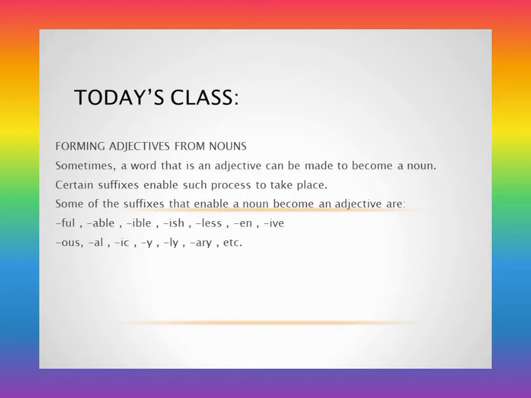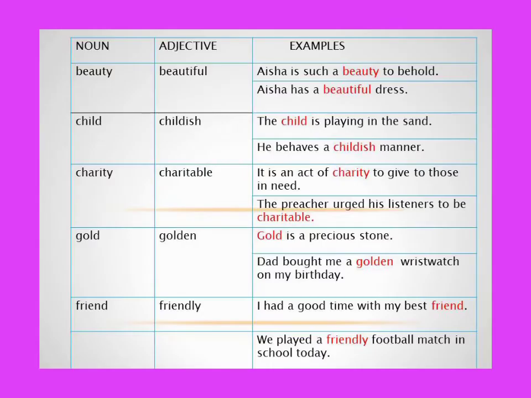All of these are suffixes that we use to identify words that are actually adjectives. So it's easy to know that a word is an adjective. Just look out for such suffixes at the end of the root word, the main word. If you see any of these suffixes you see on the screen, then know they are adjectives. Now let's look at the example on the screen.